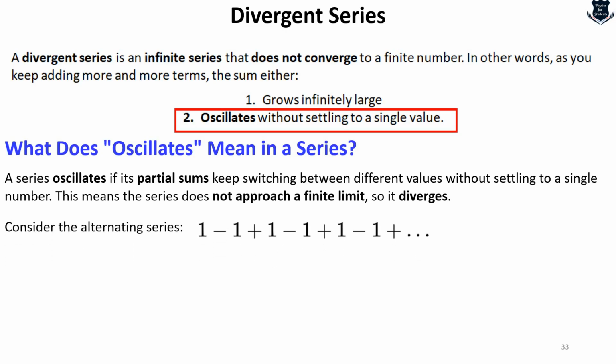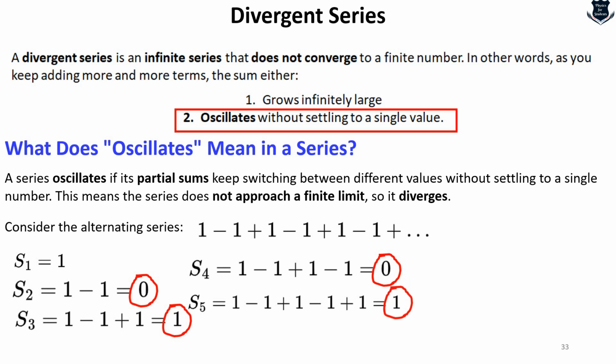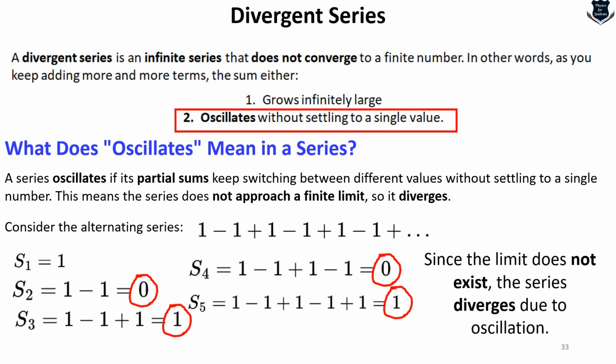For example, if you take an alternating series, 1 minus 1 plus 1 minus 1 plus 1 minus 1 and so on. So here you can see S1 becomes 1, then 0, again 1, then 0, again 1 and so on and so forth. So here it is 0 and 1, again it is 0 and 1. So it is oscillating, isn't it? It is oscillating. So since the limit does not exist, the series diverges due to oscillation. And the sequence of the sum is 1, 0, 1, 0, 1, 0 and so on.